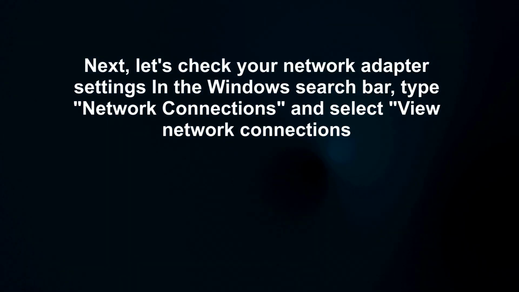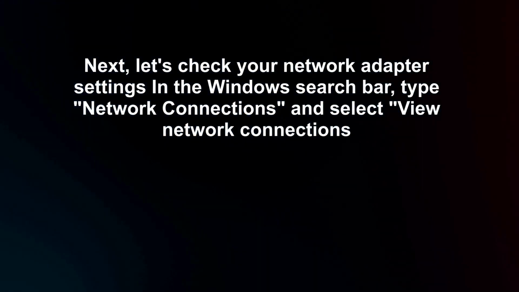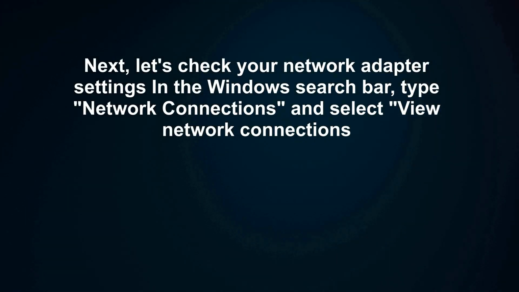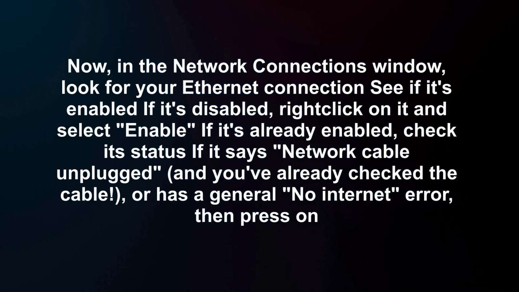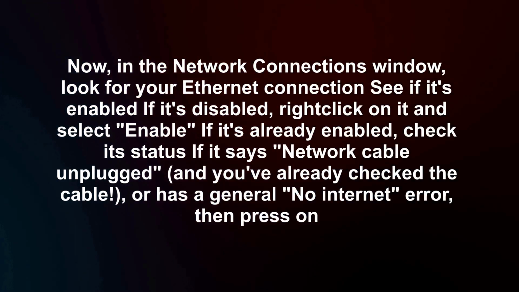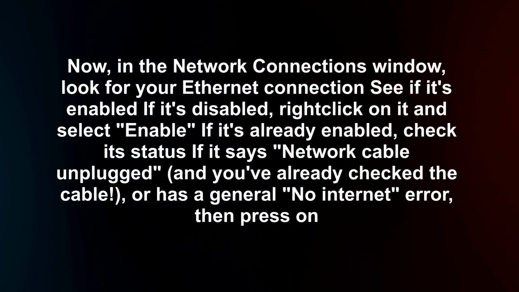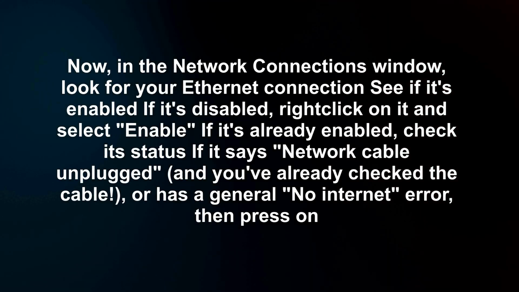Next, let's check your network adapter settings. In the Windows search bar, type network connections and select view network connections. Now, in the network connections window, look for your Ethernet connection. See if it's enabled. If it's disabled, right-click on it and select enable. If it's already enabled, check its status.